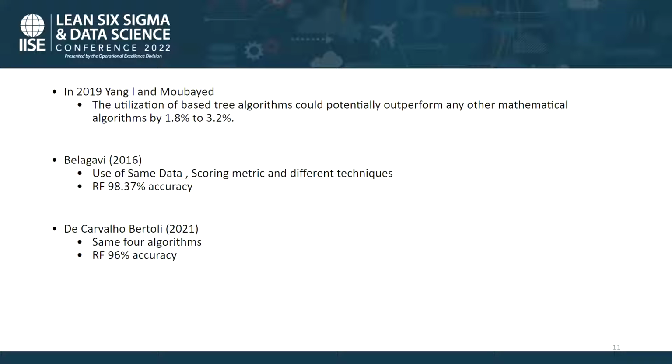They used different techniques and scoring metrics, but the only problem is that they used only accuracy as a measurement for the algorithms, which is not the best way to represent how good a model is. And finally, the third bullet, Cavello Bertoloi in 2021, used the same four algorithms as we do, but as well, he followed the accuracy scoring, which, as I mentioned before, is not the best way to represent a model's performance.